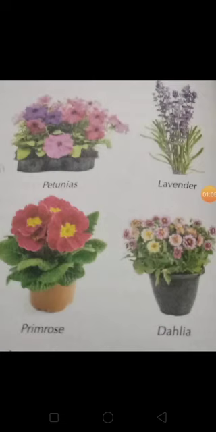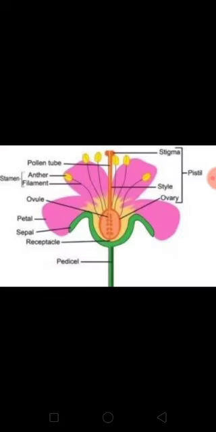Fourth is seasonal flowers. They grow in a particular season, like tulips, daffodils and carnations bloom in spring. Dahlia, petunia and pansy are winter flowers. Marigold, sunflower and salvia flower during summer.